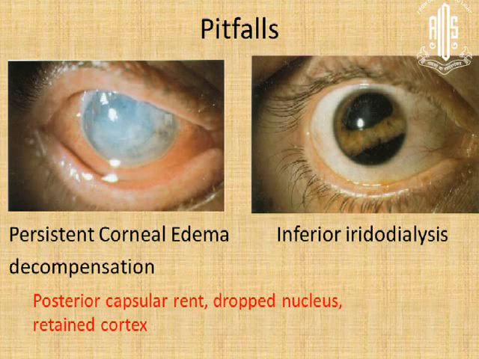There are 3 places where I think we have to convert. One is, of course, if we fiddle, if we struggle too much inside the anterior chamber, we get this first picture, we land up with a persistent corneal edema. If we turn too much, we can, of course, injure the iris. And lastly, of course, as Dr. Rajan had said, we can have a rent, a dropped nucleus, or a retained cortex.